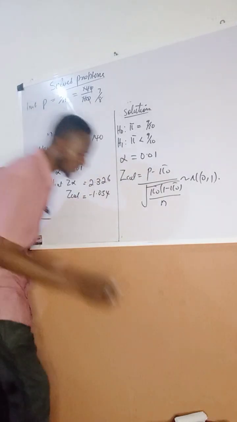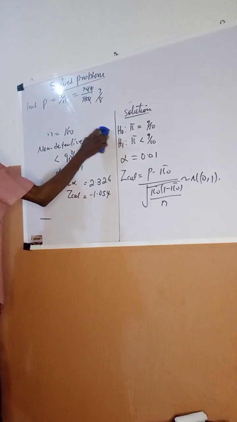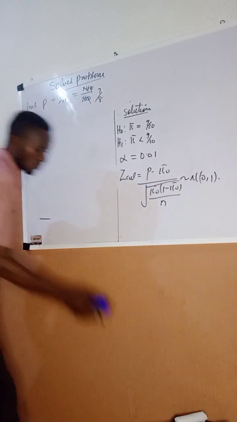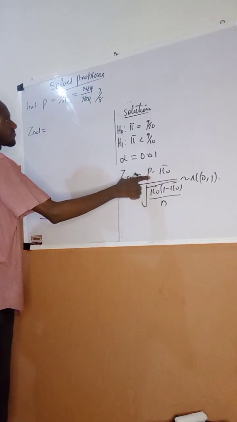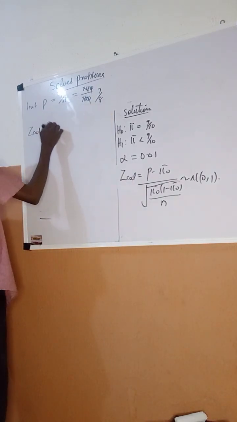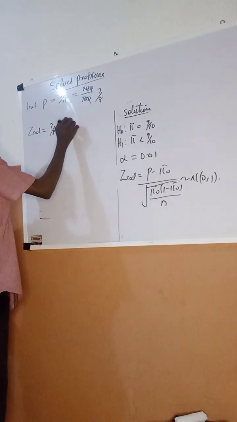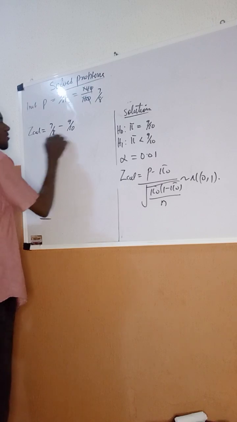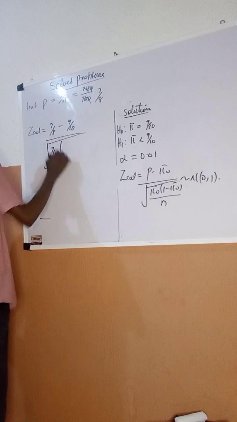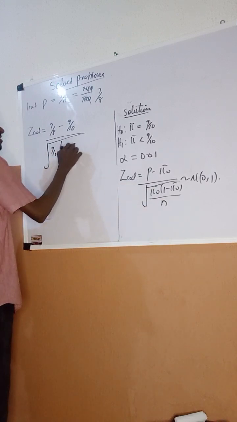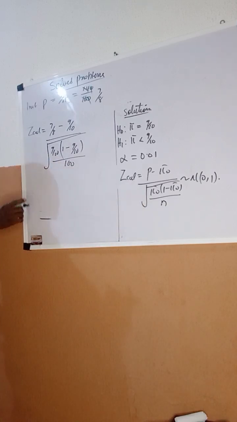And by that substitution, what I have now becomes that my z-cal now equals, in place of p now, I am going to write 7/8 minus, in place of pi 0 now, I am going to write 9/10. Then all over, I have square root. Pi 0 is 9/10 into 1 minus 9/10. Then all over, here is my 160, because n is 160.